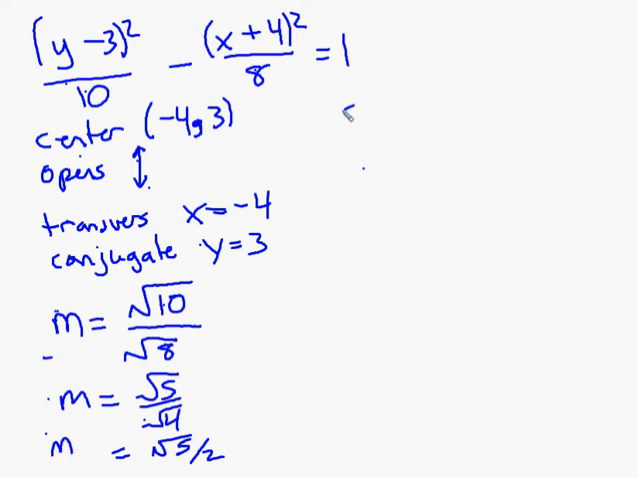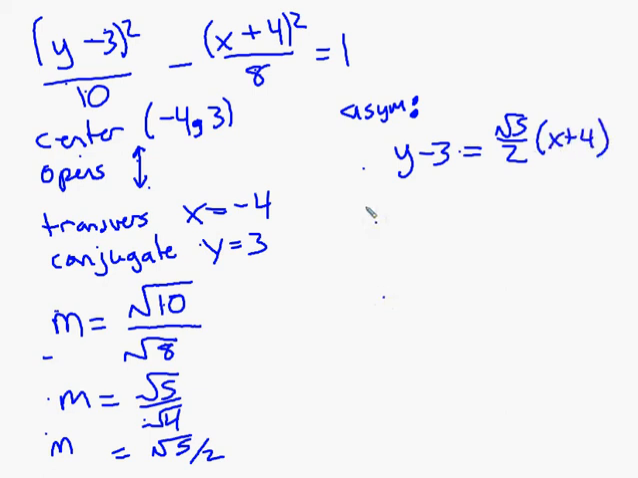So the equation of our asymptotes is y minus y1, so that's y minus 3. Do you notice that's exactly whatever's here? Okay. Equals m, we just found our m, root 5 over 2, and then x plus 4. So there, those are our asymptotes.